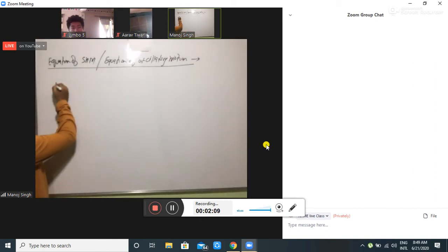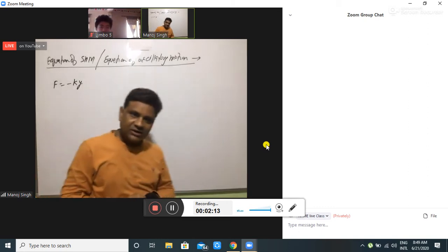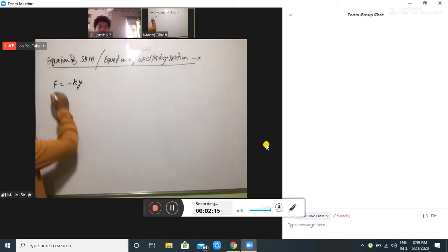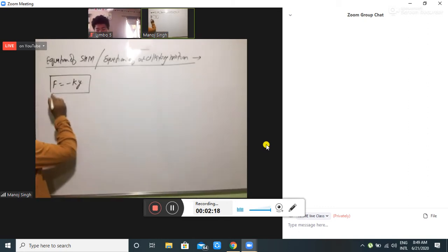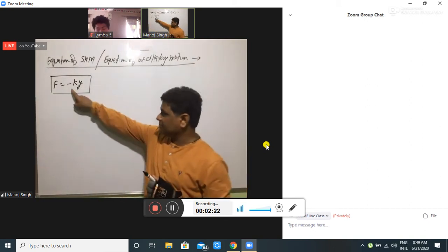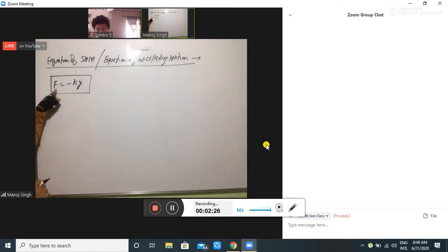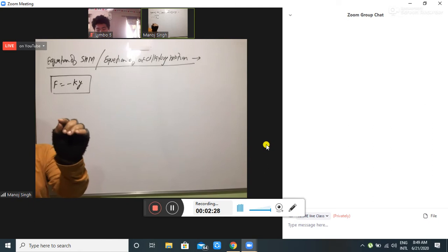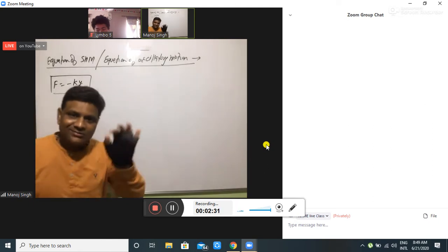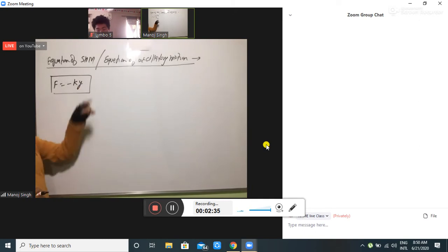F is equal to minus K times Y. This is the equation of SHM. Now a question arises here: what is this F? F is the restoring force. Y is the displacement of the particle.